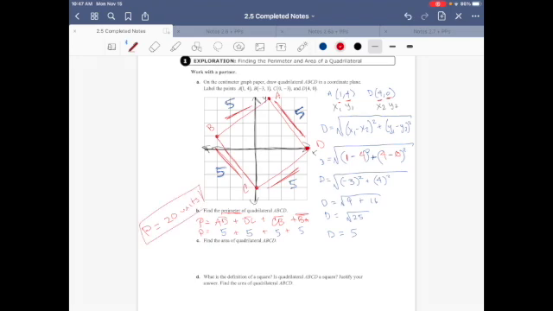And remember, so now let's find the area. So the area is always the length times the width. So we're going to say the area is going to be 5 times 5. So the area is 25 units squared.